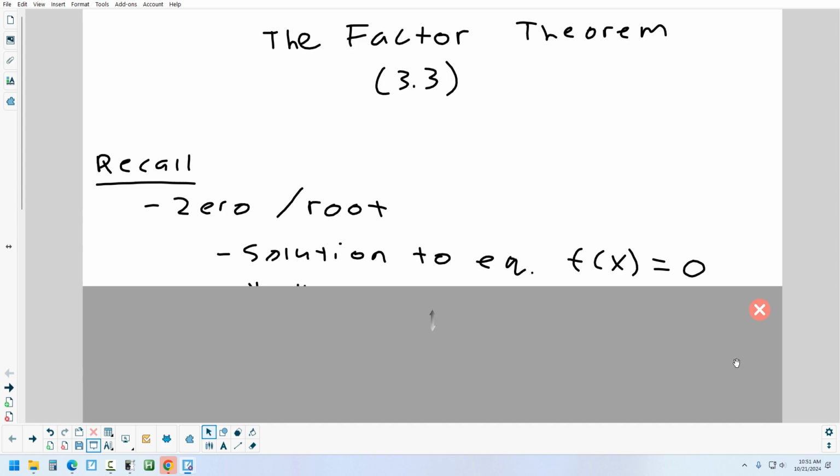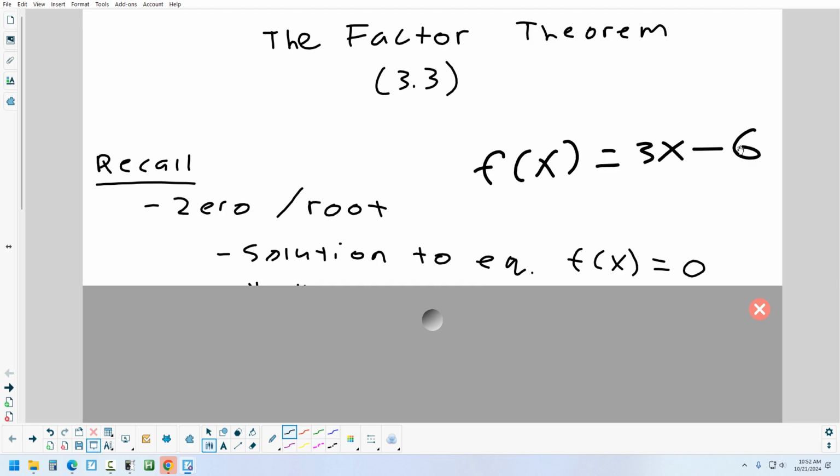Okay, so just a reminder about what it means for something to be a root or a zero. It means that it's a number you can plug into a formula, and when you plug it in, you get an answer of 0. So if you had something like f of x equals 3x minus 6, what would be the root of that equation? Yeah, it would be 2. So 2 is what we would call the root. Or you could also say 2 is the zero of the equation.